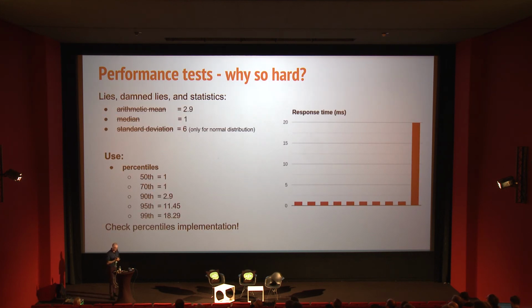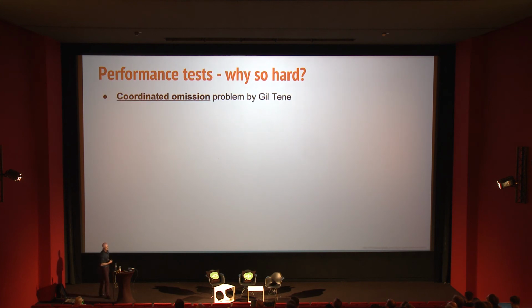So the next question could be, which percentile should I be worried about? 90th, 95th, 99th? Who will vote for 90? 95th? Okay, one hand, 2, 3. 99th? More. In this case, the answer is all of them. Why? Because there is something called the coordinated omission problem. And this is the third thing I want you to remember after this talk.